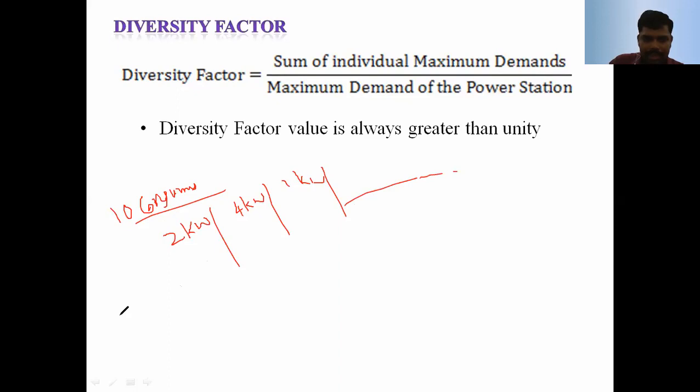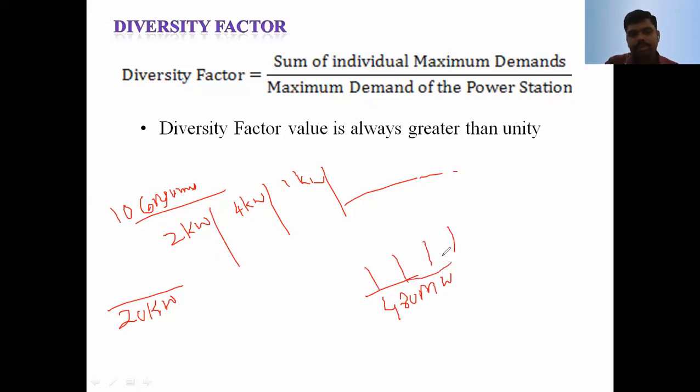But in the particular area, the maximum demand is 20 kilowatt. This example is given for domestic load. In the particular area, the maximum demand is 20 kilowatt with 10 consumers. That is the sum of individual maximum demands with respect to the maximum demand on the power station. In this example, the maximum demand on the power station is 480 megawatt. The sum of individual maximum demands shows how the demand is split among individual consumers. The diversity factor is always greater than unity.